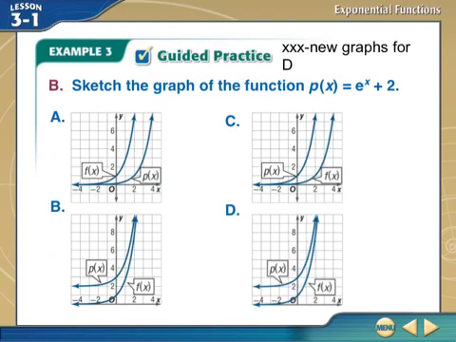In example 3, guided practice part B, we're asked to sketch the graph of the function p of x equals e to the x plus 2. I would like you to go ahead and graph e to the x plus 2 on your graphing calculator along with the original function f of x, which was e to the x, right? Our parent function was e to the x. And I'm going to have you select A, B, C, or D, which graphs accurately portray f of x and p of x.